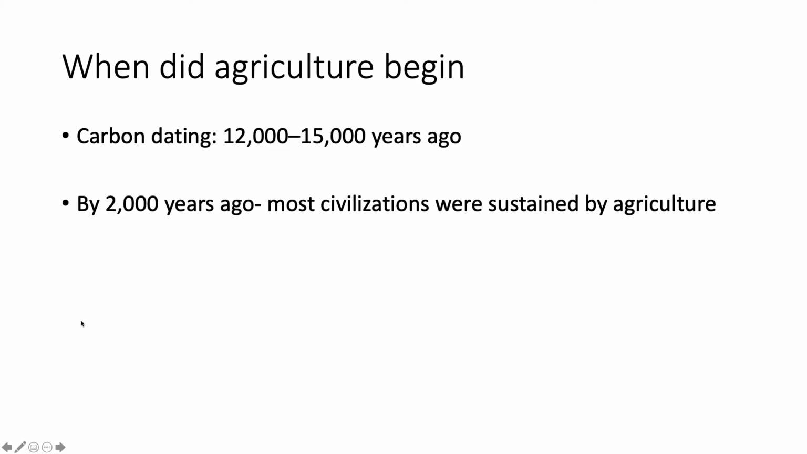So when did agriculture start? Based on carbon dating, it started between 12,000 to 15,000 years ago. And by 2,000 years ago, most civilizations were sustained by agriculture.